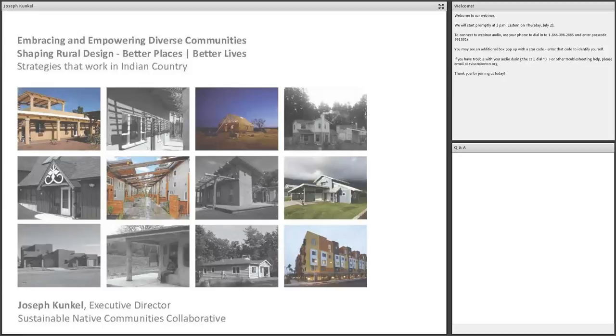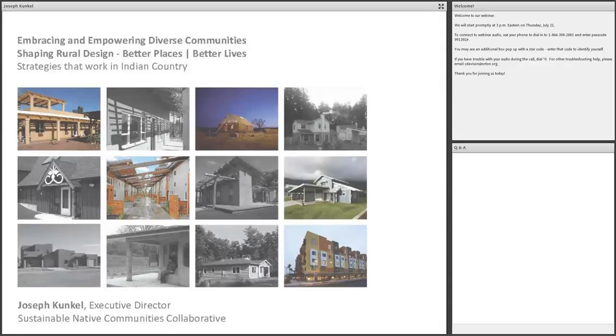Joseph Kunkel. He is a community designer and educator working on building capacity in Indian country. His career is centered on community-based design, ranging from material research and fabrication to community-based planning, design, and development. As an Enterprise Rose Architectural Fellow, he worked with the Sustainable Native Communities Collaborative and the Santo Domingo Tribal Housing Authority, where he worked on a 41-unit affordable housing development.